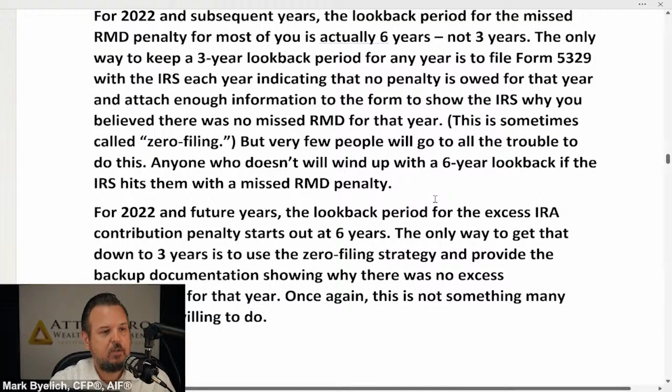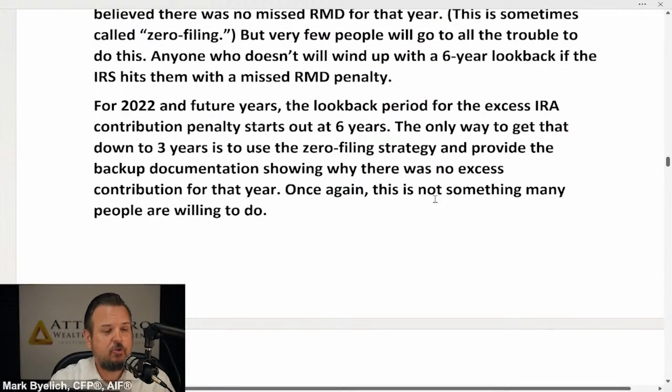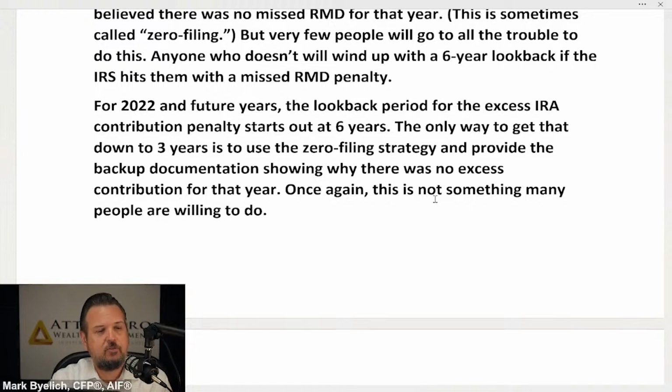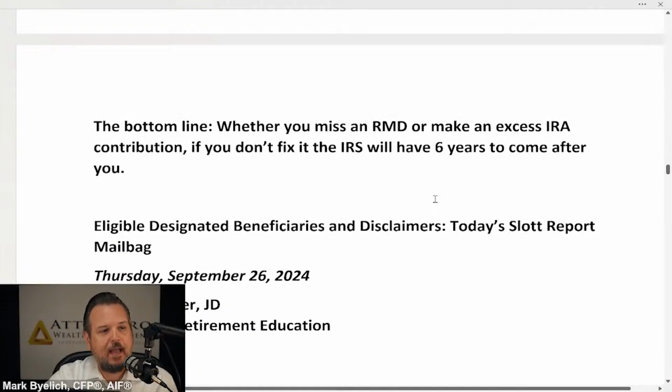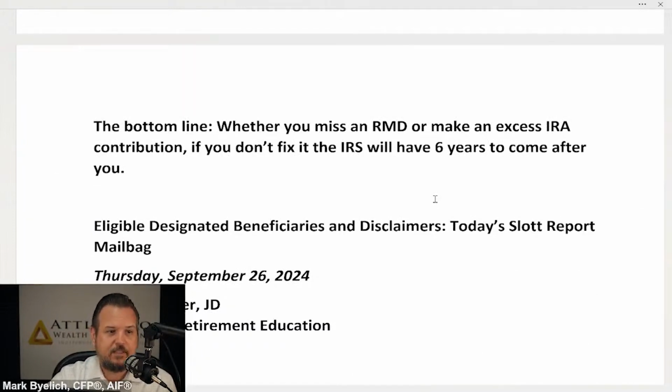For 2022 and future years, the look-back period for the excess IRA contribution penalty starts at 6 years. The only way to get that down to 3 years is to use the zero filing strategy and provide the backup documentation showing why there is no excess contribution for that year. Once again, this is not something many people are willing to do. So the bottom line, whether you miss an RMD or make an excess IRA contribution, if you don't fix it, the IRS will have 6 years to come after you.